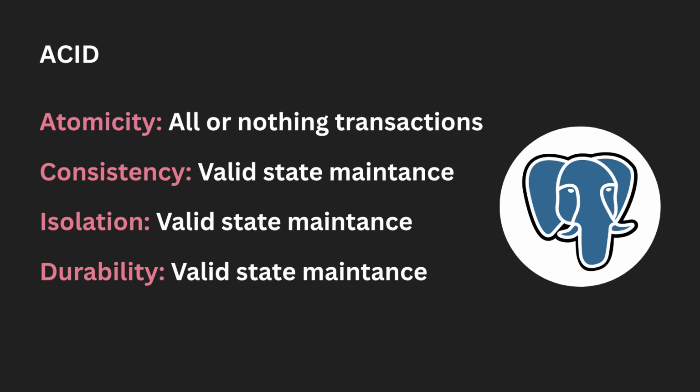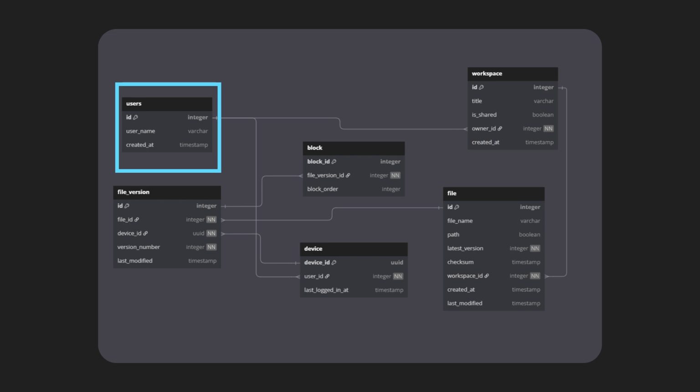As a result, Postgres is implemented in this architecture. Let's take a quick look at the database schema. It will have six tables. User. The user table contains basic information about each user, such as email, username, and last login.